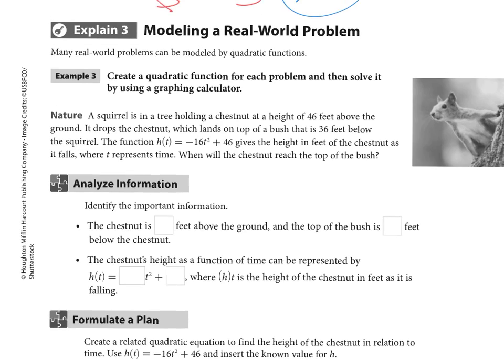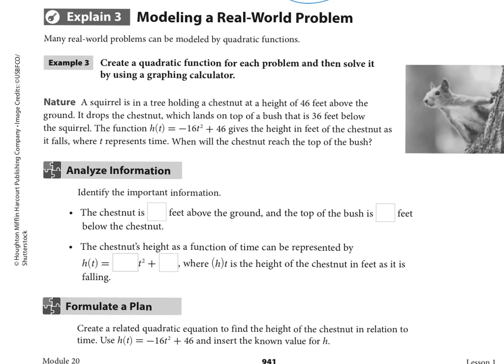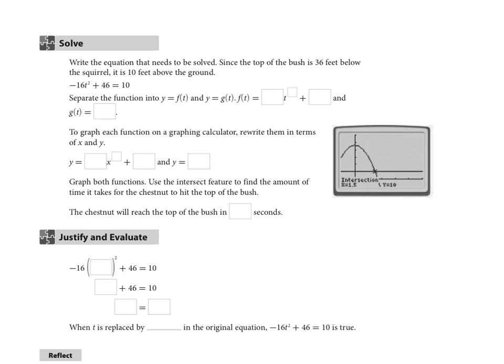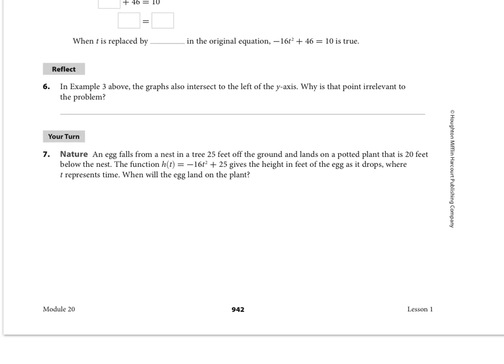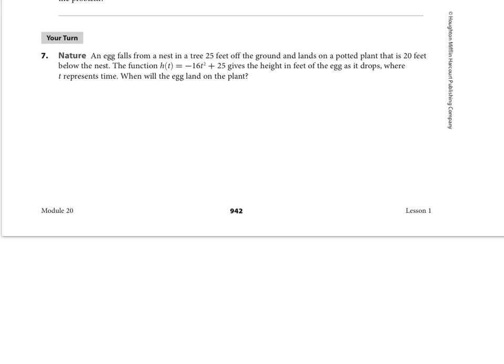So this one is create a quadratic function for each problem and then solve it by using a graphing calculator. So again, they give you some examples here, and what I'm going to do is go immediately to the your turn problem. An egg falls from a nest in a tree 25 feet off the ground and lands on a potted plant that is 20 feet below the nest. The function, so they give you a function, gives the height in feet of the egg as it drops, where t represents time. When will the egg land on the plant?